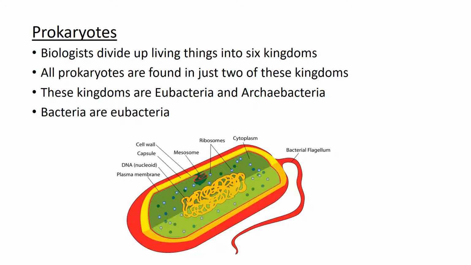Biologists divide up living things into 6 kingdoms, and all prokaryotes are found in just 2 of these kingdoms. These kingdoms are Eubacteria and Archaebacteria. Eubacteria and Archaebacteria are 2 different kingdoms. There are differences between them, and the word bacteria only refers to Eubacteria technically.